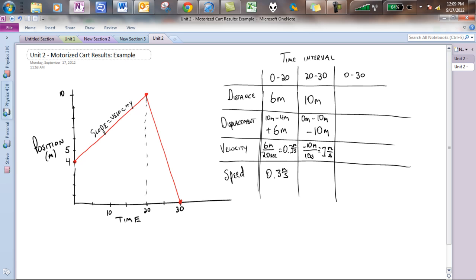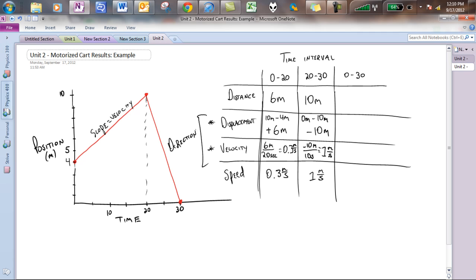And finally, for speed, you will note that it is the absolute value. It is the 1 meter per second. So again, we see some similarities and differences. The numbers are very similar. The difference is going to be the positives and negatives that fall into play. Velocity and displacement, you should start to get an idea, talk about direction. So that is the big deal between these two. Distance and speed do not show us any direction.